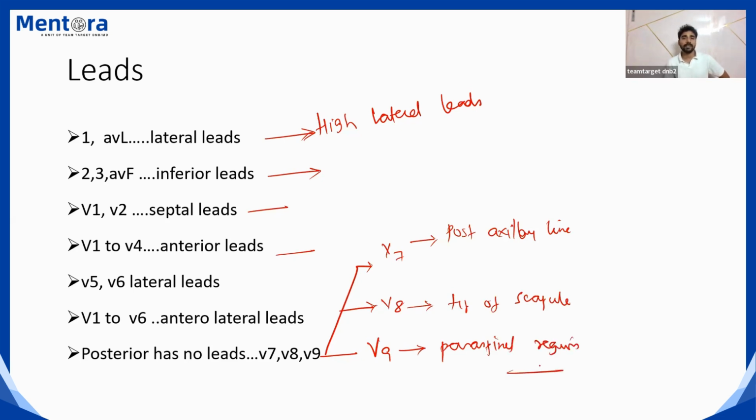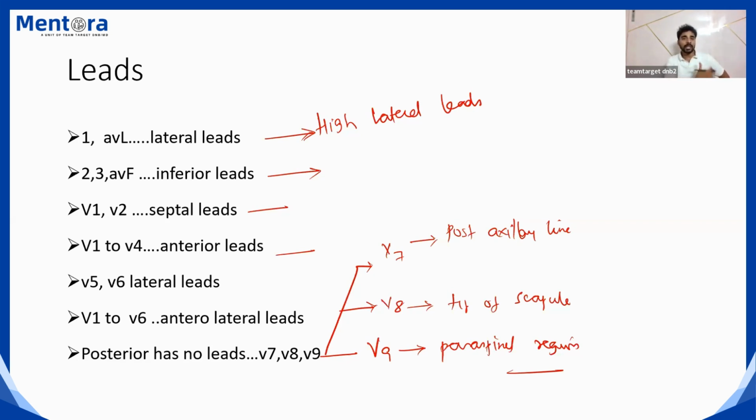So paraspinal region. Right, clear? Posterior wall MI you cannot identify in a normal 12 lead ECG. For that you have to put leads which are facing the posterior wall. Those leads are called V7, V8, V9. So what you are doing is removing V1, V2 and V3 and placing those leads posteriorly.